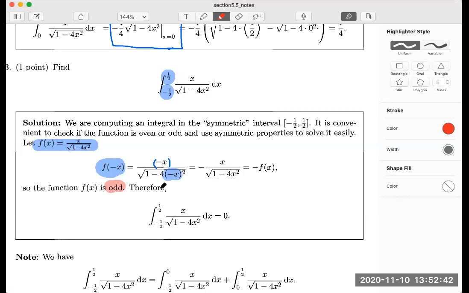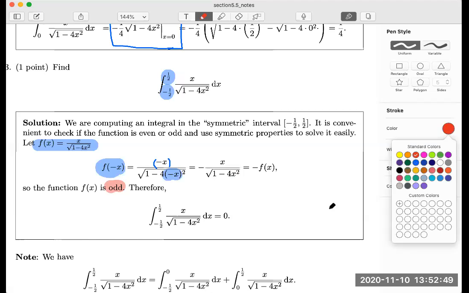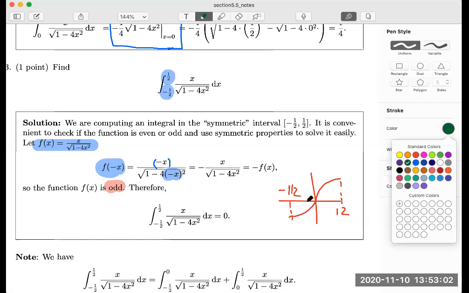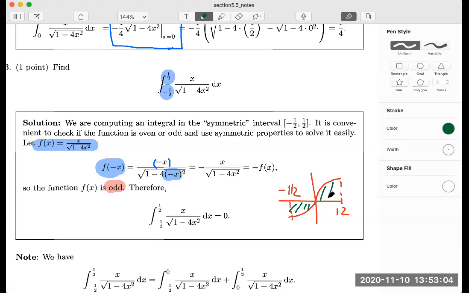Okay? If it is odd, then the integral of this, you can imagine like this. We are computing two areas which cancel each other. They are the same, but they cancel each other. The integral over this interval gives us 0. Okay? Are we good?